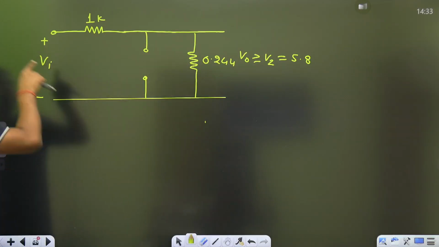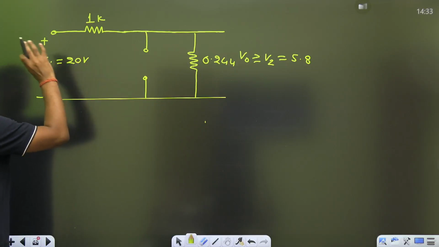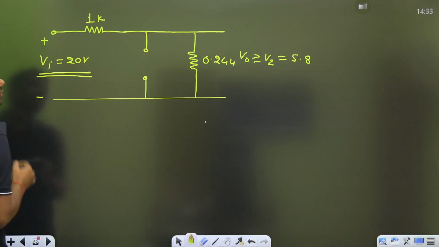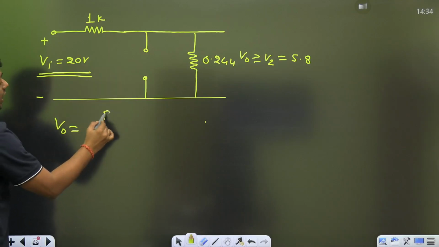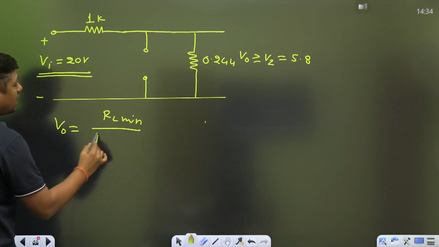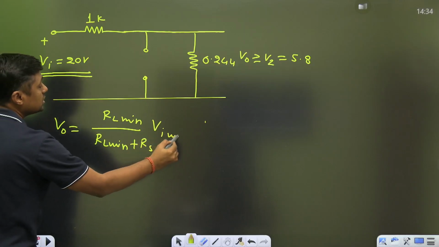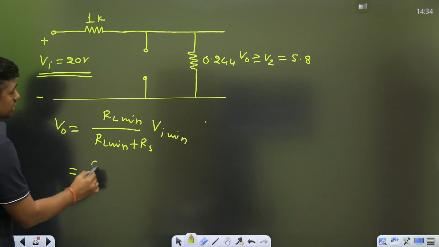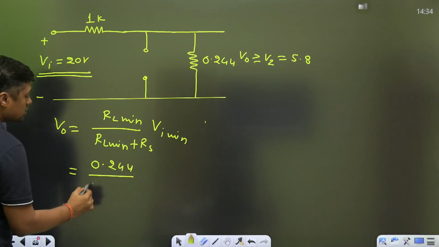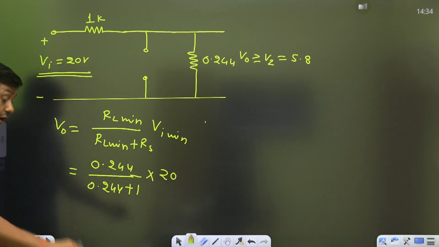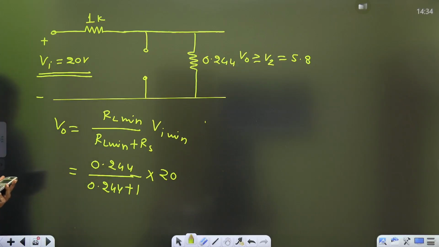Now, if it is in breakdown for 20 volt, then definitely it will be in breakdown at 30 volt. That's why we have to check the minimum value. Now take V0 minimum. So RL minimum divided by RL minimum plus RS, into Vi minimum. Check the value: 0.244 upon 0.244 plus RS 1, into Vi minimum, 20 volt. It should be greater than or equal to 5.8. 0.244 into 20 divided by 1.244.